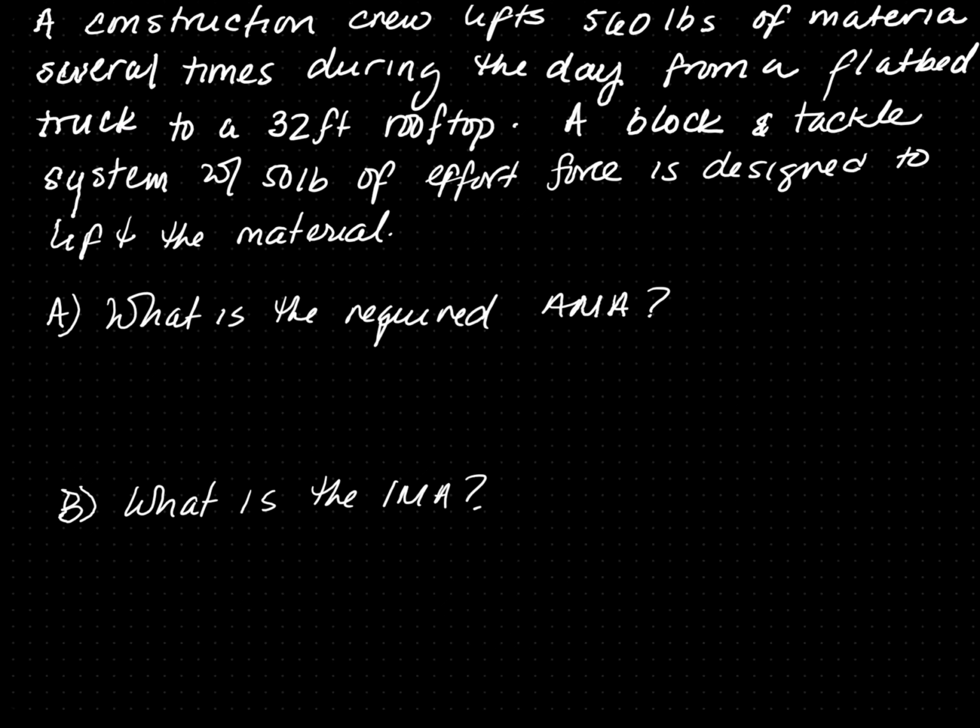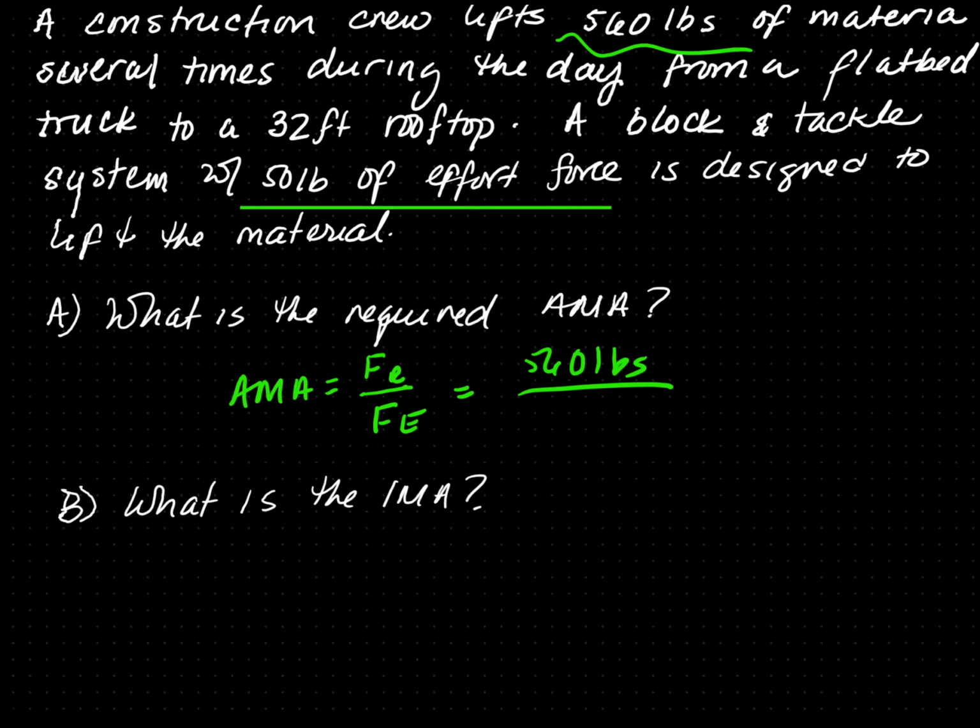So a construction crew lifts up 560 pounds of material several times during the day from a flatbed truck to a 32 feet rooftop. A block and tackle system with 50 pounds of effort force is designed to lift the material. What is the AMA? AMA is equal to the resistance or the load over the effort. The load is going to be 560 because they want to lift that much. My effort that I'm going to put in is 50 pounds. So this is going to equal 11.2.